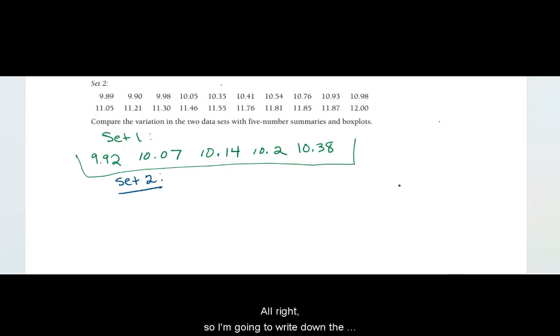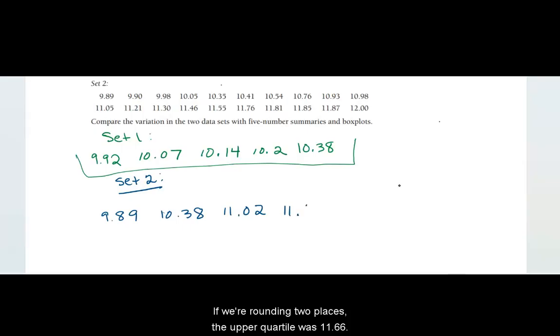All right, so I'm going to write down the values of our 5-number summary, but with set 2. Lowest value would have been 9.89. Like I said, the two values that are the easiest are the lowest value and the highest value. So we get 9.89. But then we want to find the value of the lower quartile, which would be 10.38. And then the median of the data set was 11.02 if we're rounding 2 places. The upper quartile was 11.66. That's what I'm seeing on here.